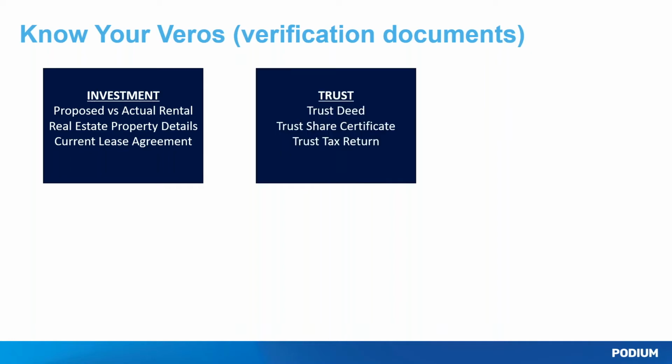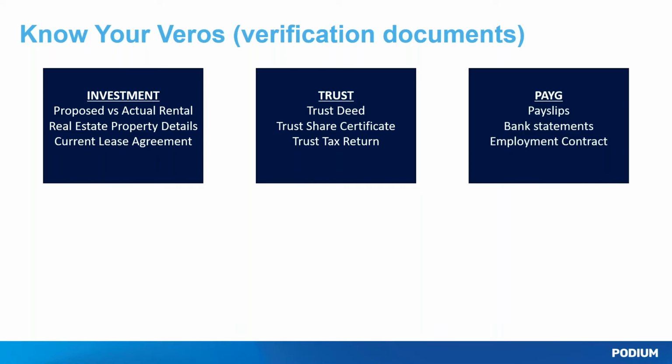The next section that we have is for trusts. As soon as you mention the word trust, there's a couple of documents that you need straight away. First and foremost, the trust deed. You definitely need to obtain a copy of the trust deed, the trust share certificate, and the trust tax return.